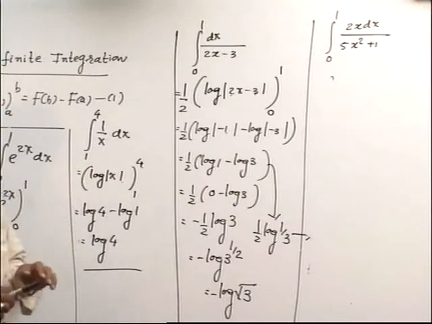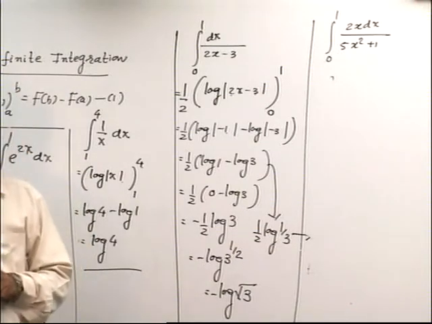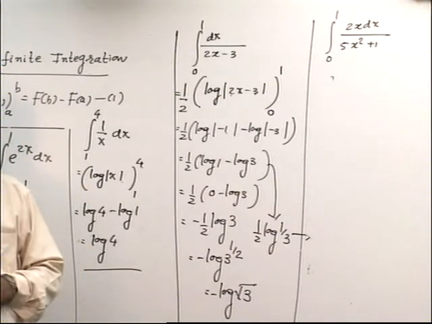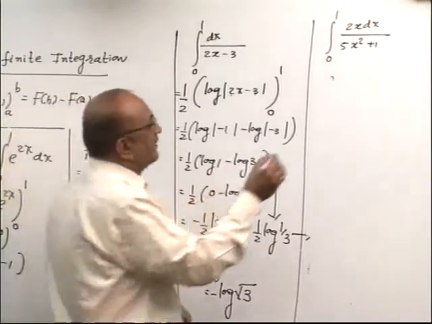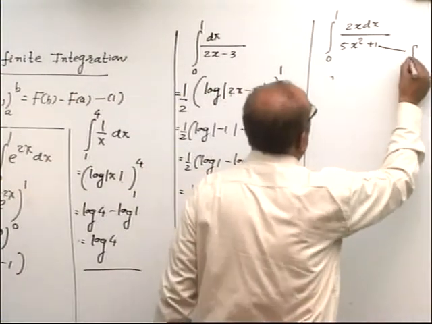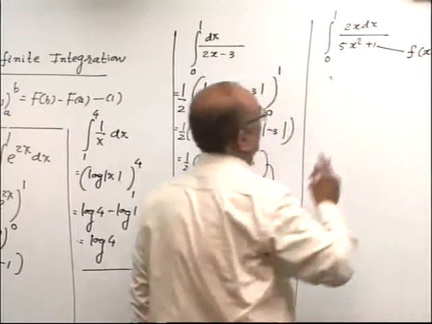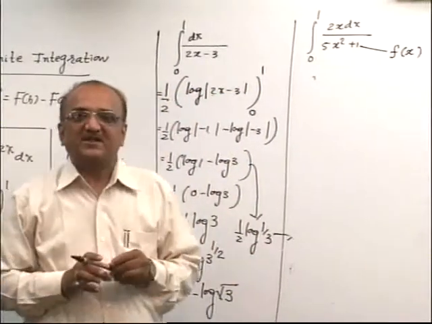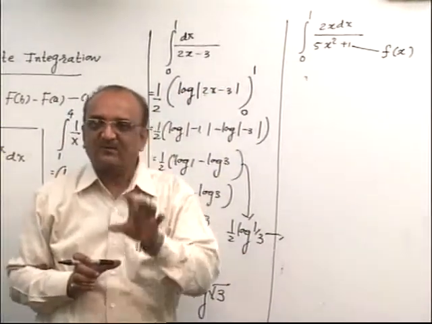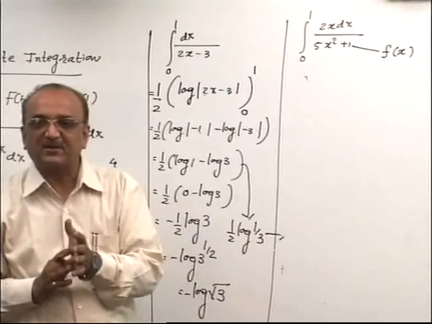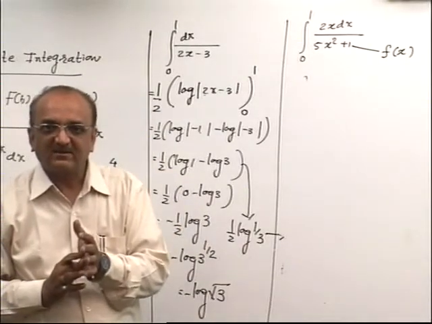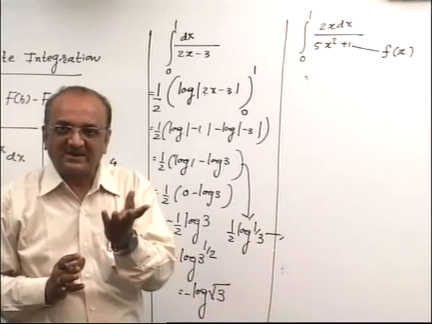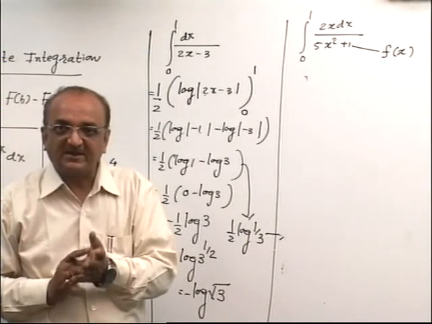Integration from 0 to 1 of 2x dx upon 5x square plus 1. Suppose we consider this as a part of function f(x). f(x) is 5x square plus 1. So what is the derivative of 5x square plus 1? Tell me. The derivative is 10x.